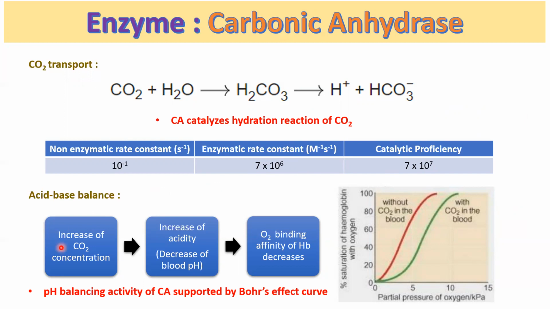and this pH balancing activity of carbonic anhydrase is supported by Bohr's effect curve. An increase of CO2 concentration leads to an increase of acidity in the body, and consequently a decrease of blood pH, and then the O2 binding affinity of hemoglobin decreases, as you can see in this curve.